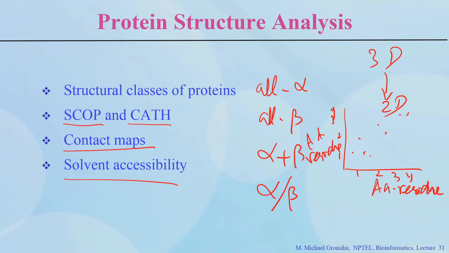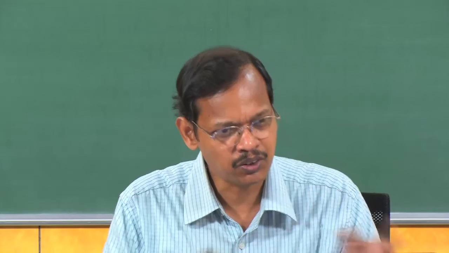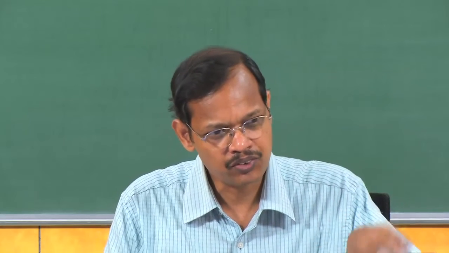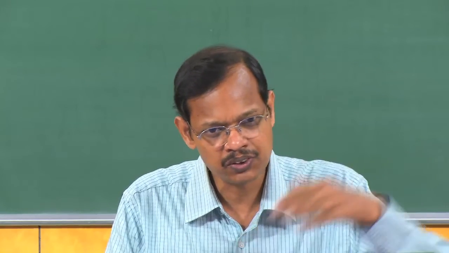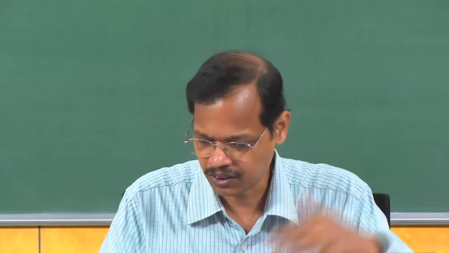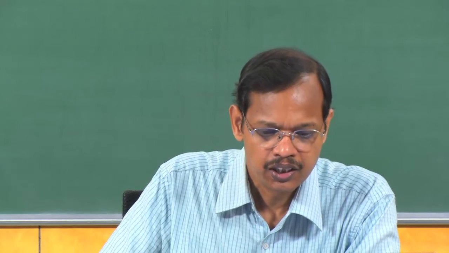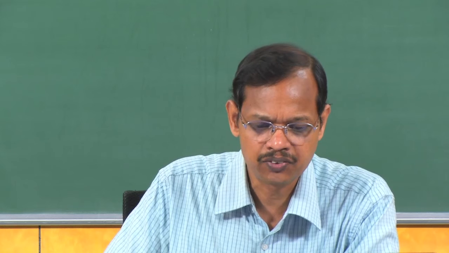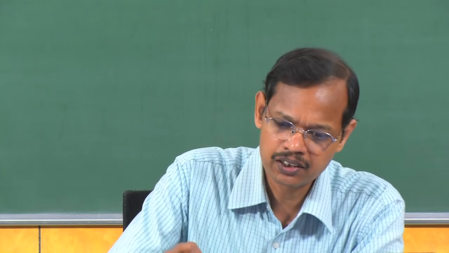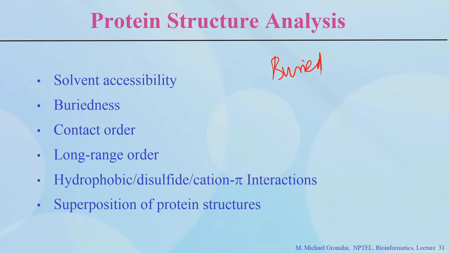How much each residue in a protein molecule is accessible to solvent. By rolling a water molecule of radius 1.4 angstrom, you can see how much is accessible to this particular solvent molecule. Then residues are classified into different groups. You can see it is buried. What is the meaning of buried?